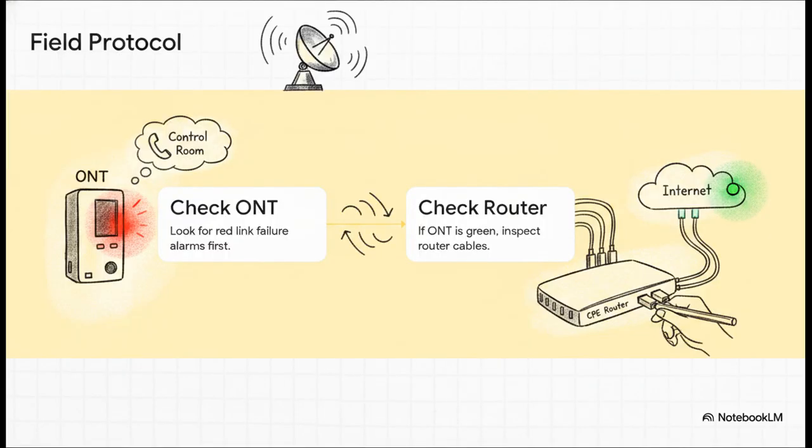So, you execute this simple, two-step protocol every single time. Step 1, look at the ONT, period. If you see that red alarm light, stop right there. The problem is on the provider's side. You call the control room, you report a link failure, and you're done. Step 2, if, and literally only if, the ONT lights are green and perfect, but there's still no internet, then you shift your focus to the customer's equipment. Now you check the Ethernet cable and you check the router configs. Follow this sequence and your efficiency out in the field is going to skyrocket.